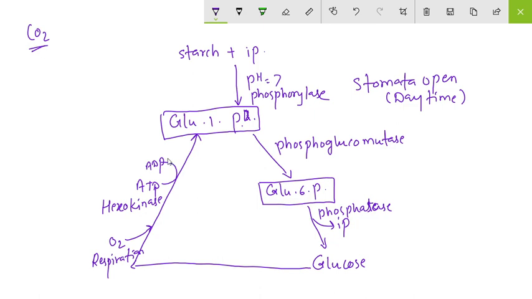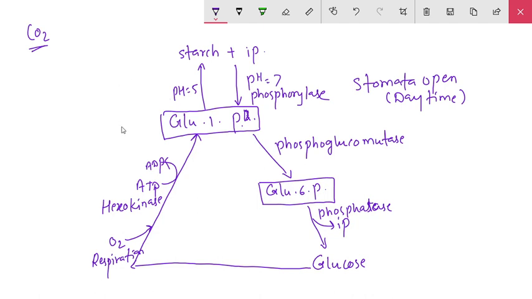ATP is converted into ADP in the presence of the enzyme hexokinase, and it converts glucose into glucose 1 phosphate. This process takes place at pH 5. Now why is this pH 5 produced here?